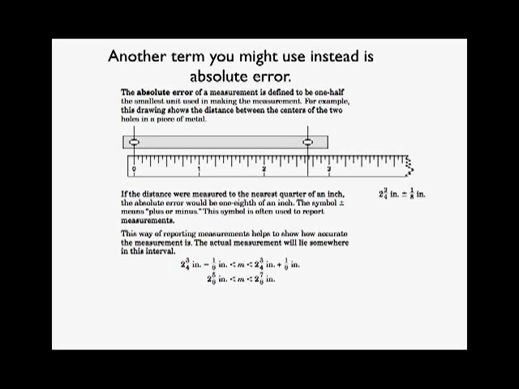The symbol plus or minus is often used to report measurements. This way of reporting measurements helps to show how accurate the measurement is. The actual measurement will lie somewhere in this interval. It will be between 2 5/8 of an inch and 2 7/8 of an inch.